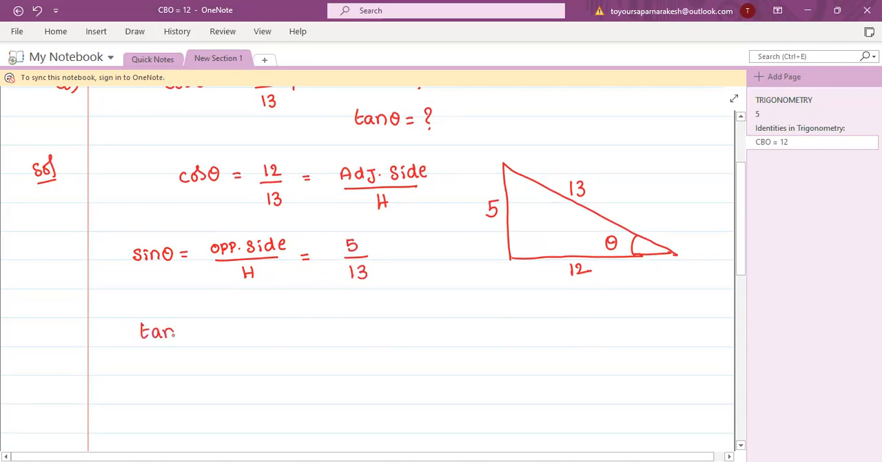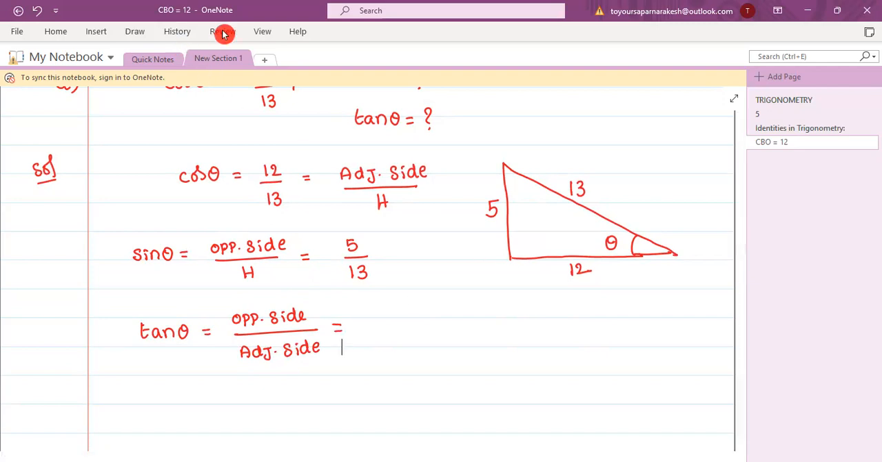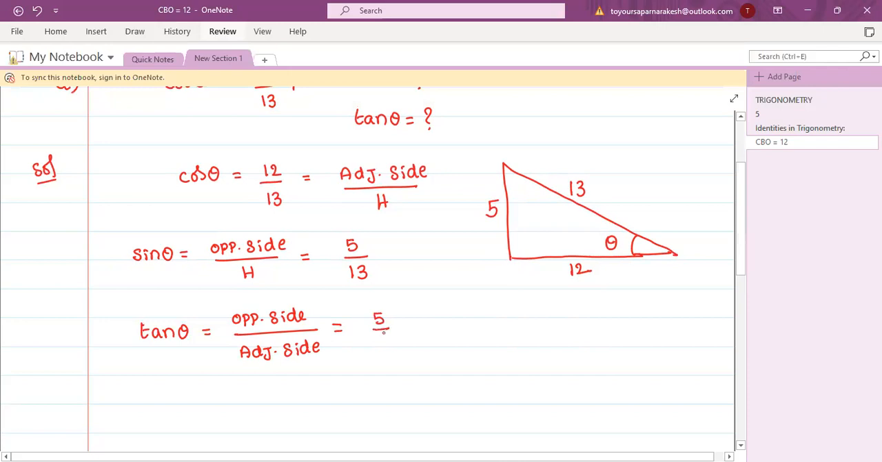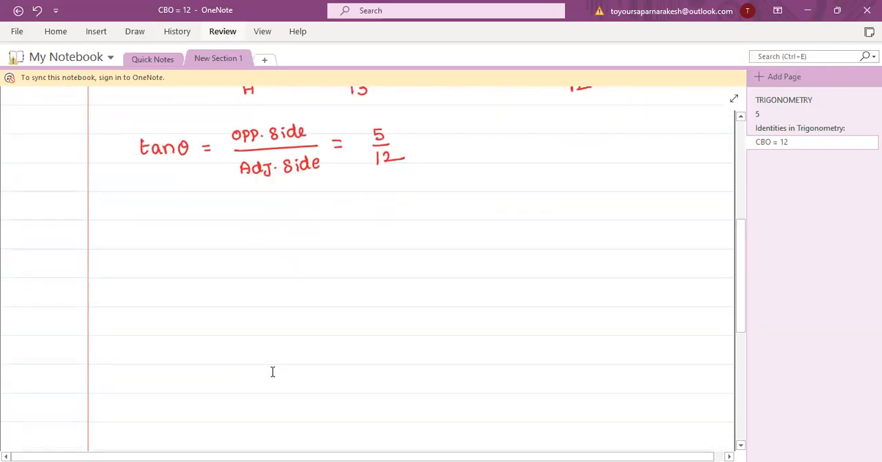Next, we have to find tan theta. What is the equation of tan theta? Tan theta means length of the opposite side upon length of the adjacent side. You refer to the triangle. What is the length of the opposite side? The length of the opposite side is 5 upon the length of the adjacent side, that is 12. Okay, so this is the question.